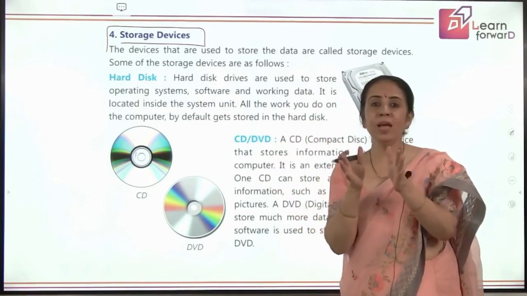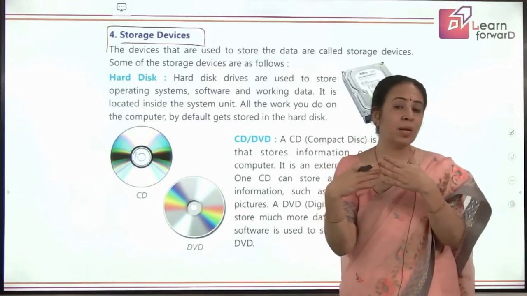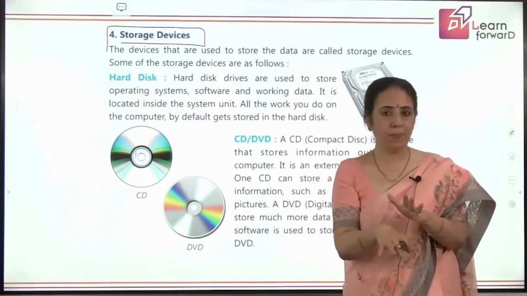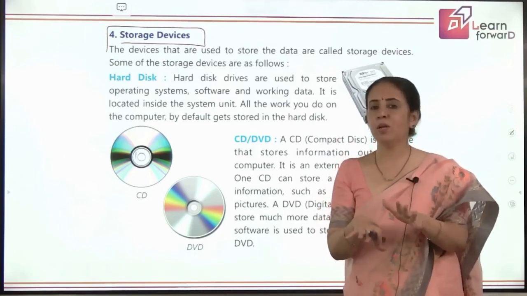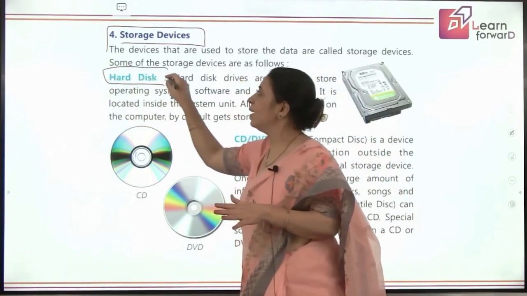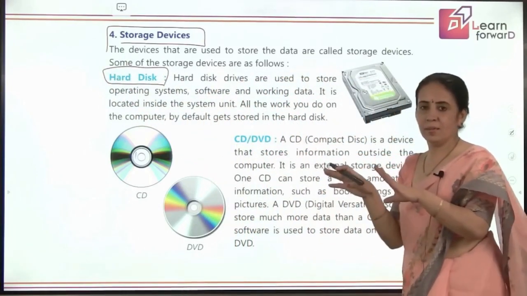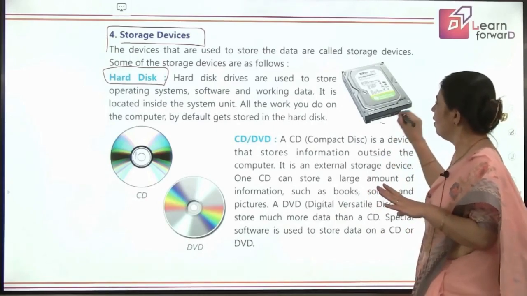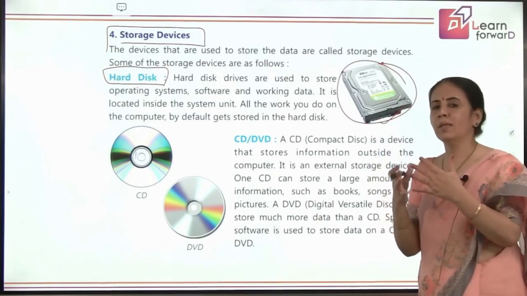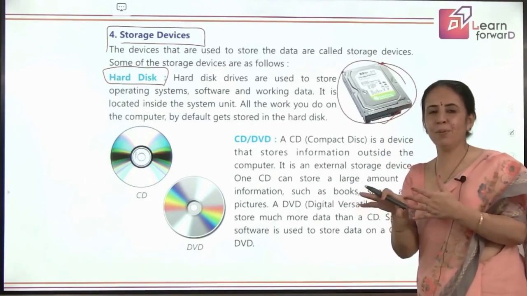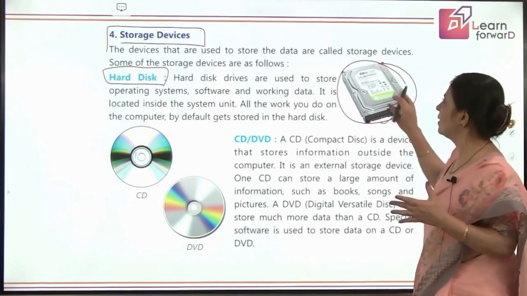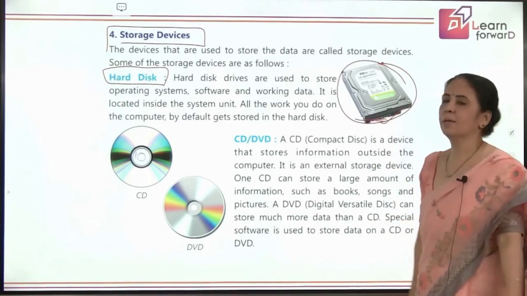Now we have certain secondary storage which are actually storing that data in the computer. A very important storage device that is attached to your computer every time is called the hard disk. And the hard disk is fixed inside the computer. So it stores all the work that you are doing in the computer. All your softwares are stored in the computer, and that exists in this hard disk.